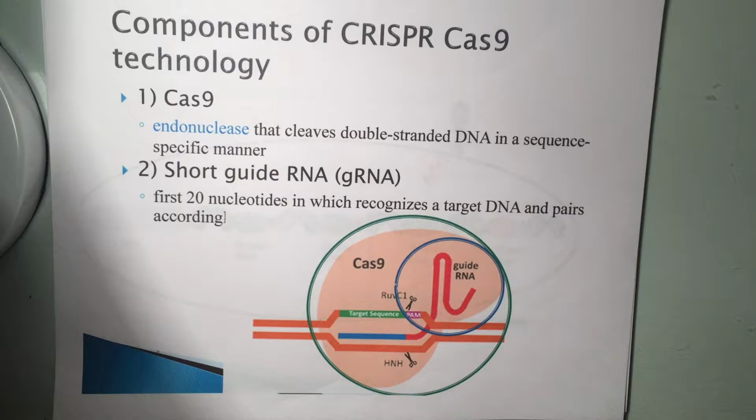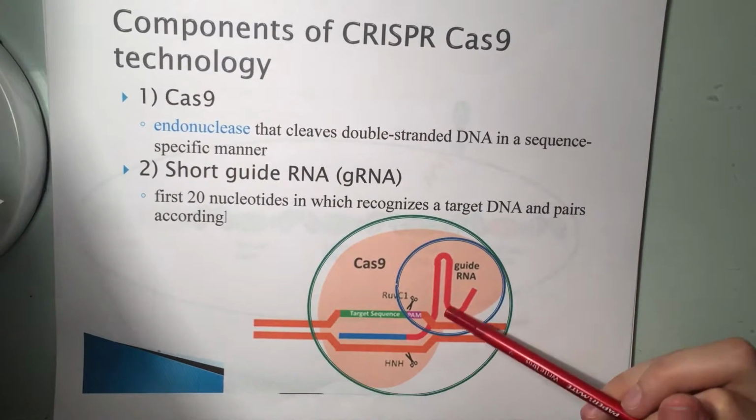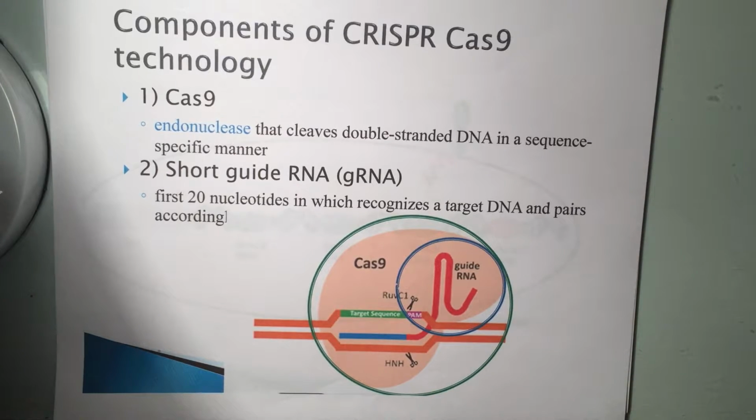Before we dive into the process, I want to first talk about 2 major components of CRISPR-Cas9 technology. One is the Cas9 endonuclease, which is known to cleave the double-stranded DNA in a sequence-specific manner. The second is a short guide RNA, or gRNA, the first 20 nucleotides of which recognize a target DNA and pair according to the region adjacent to the 3' end of the target DNA. In this diagram, you can see that this is the Cas9, and this red line here is the guide RNA.